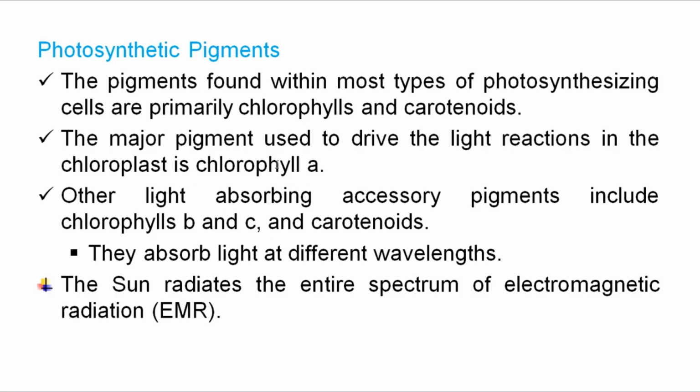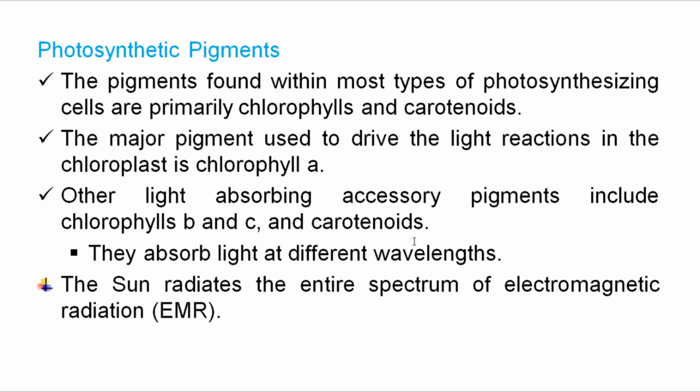Other light absorbing accessory pigments. There are other accessory pigments which are important to absorb light energy, including chlorophyll B and chlorophyll C. Carotenoids are what? Accessory pigments. They absorb light energy. However, the primary pigment that drives the light reaction is what? Chlorophyll A. And these accessory pigments absorb light energy at different wavelengths. You know that light travels in the form of what? In the form of waves.